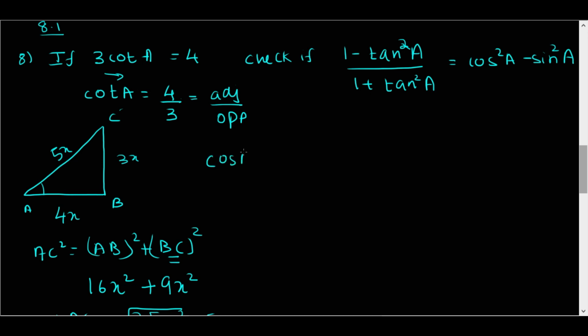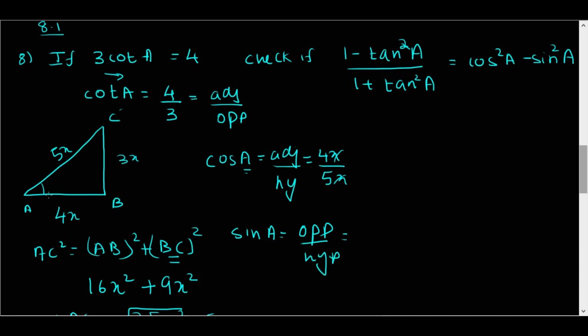So what is cos A? I don't really need to take tan. Cos is adjacent by the hypotenuse with respect to A. So that would be 4x by 5x, which would be 4 by 5. And sine A would be opposite by hypotenuse with respect to A. Opposite to A is 3x by 5x, that's 3 by 5.